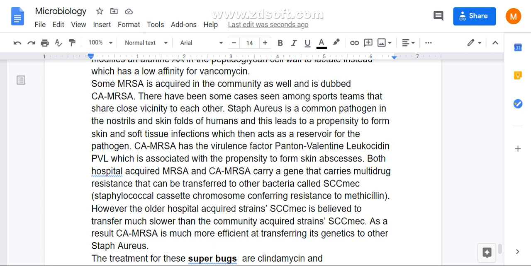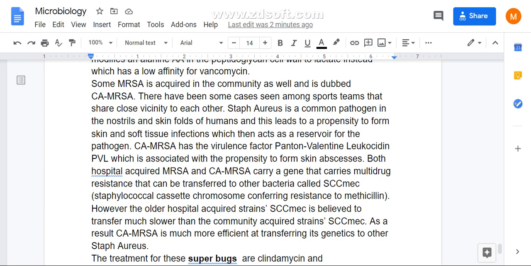Staph aureus is a common pathogen in nostrils and skin folds of humans, and this leads to a propensity to form skin and soft tissue infections, which then act as a reservoir for the pathogen. Community-acquired MRSA has a virulence factor, Panton-Valentine leukocidin, or PVL, which is associated with a propensity to form skin abscesses. Both hospital-acquired MRSA and community-acquired MRSA carry a gene that carries multi-drug resistance that can be transferred to other bacteria, called SCCmec, also known as staphylococcal cassette chromosome mec, which is a crazy name. It's just too long, so just SCCmec.